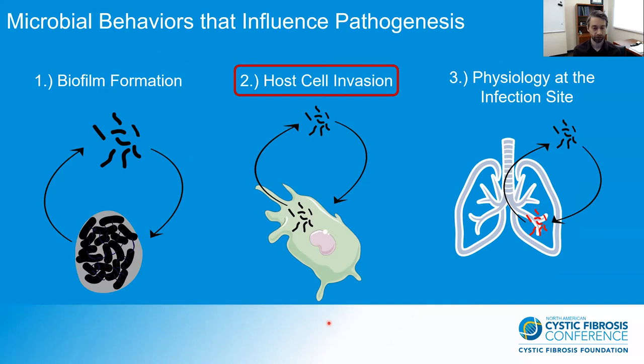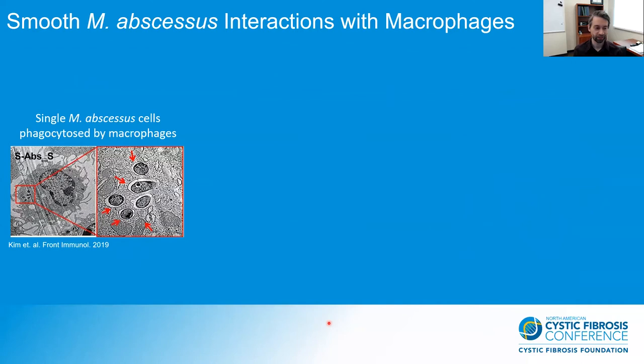So the cousin of NTM, Mycobacterium tuberculosis, is very well described as having host cell invasion and living within macrophages as part of its life cycle. And a lot of NTMs can do this to some degree or other. Abscessus can live and survive within macrophages, but it varies the mechanics of this process between those rough and smooth isolates. So I'm gonna go into a little bit of detail for each one. And there's been a lot of work done in this context. So I'm gonna summarize a lot of really good results from a lot of good labs.